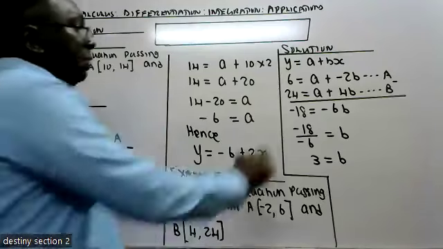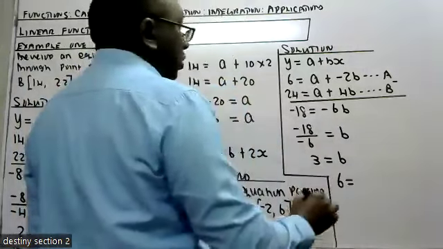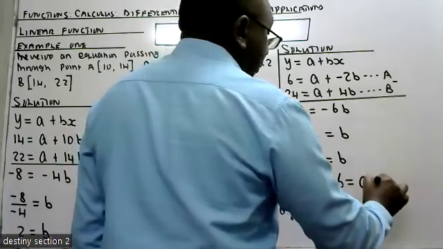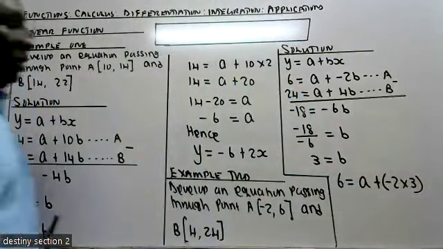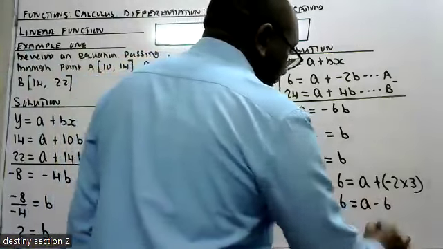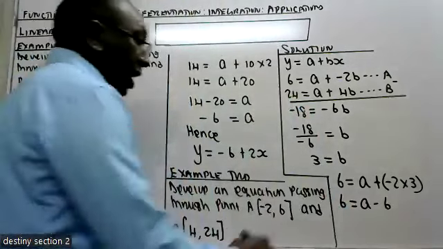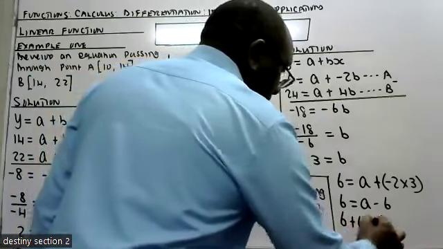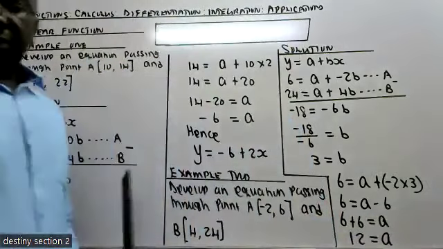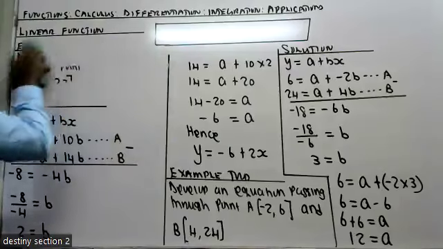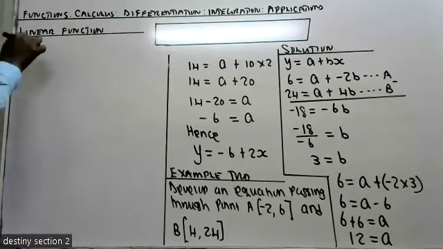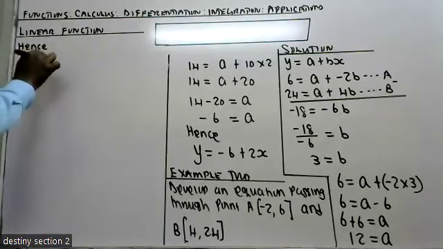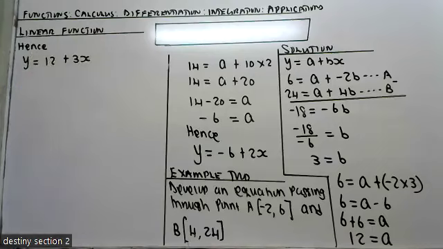When we get it that way, we then come here and say 6 is equal to A plus minus 2 times 3. So this becomes 6 is equal to A minus 6. Putting items together, 6 plus 6 is A, so 12 is A. If I get 12 there, then I comfortably come here and say hence Y should be equal to 12 plus 3X.